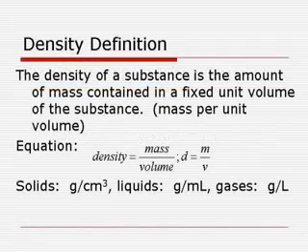A very basic density definition is that the density of a substance is the amount of mass contained in a fixed unit volume of the substance. We often shortcut that to just say mass per unit volume. The mathematical relationship can be described as density is equal to the ratio of the mass to the volume, or mass divided by volume. And when we use symbols, we'll just say D is equal to M divided by V.